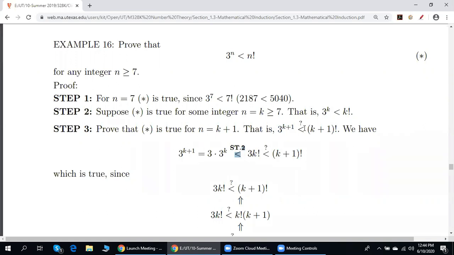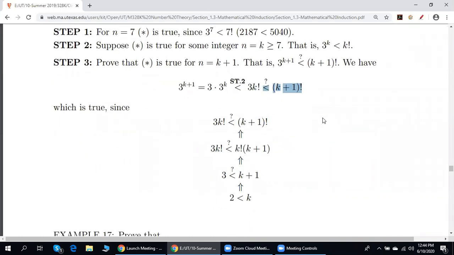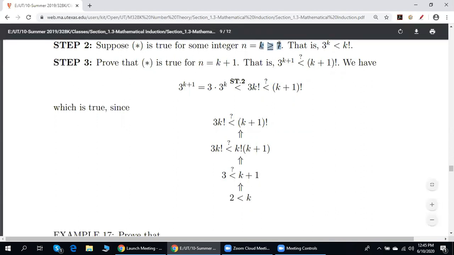But what we need is to show that 3 to the k plus 1 is lesser than k plus 1 factorial. What do we do? What is left is to show that 3 times k factorial is lesser than k plus 1 factorial. And as before, in order to prove this, which is over here, rewrite k plus 1 factorial as k factorial times k plus 1, cancel out k factorial, done, and then subtract 1 from both sides. K is greater than 2. Since k is greater or equal to 7, of course, k is greater than 2.